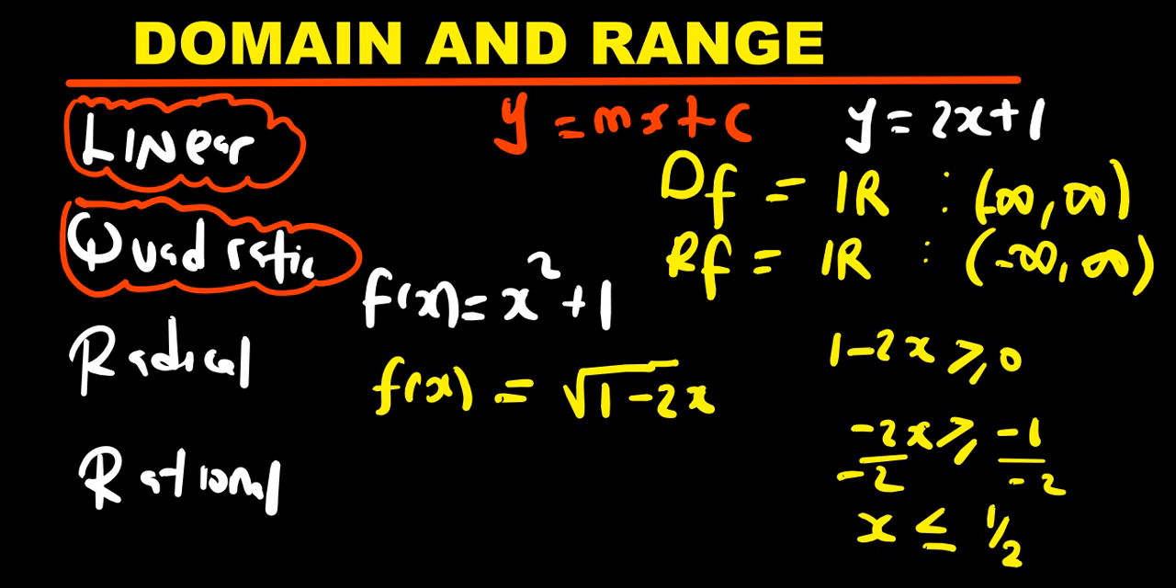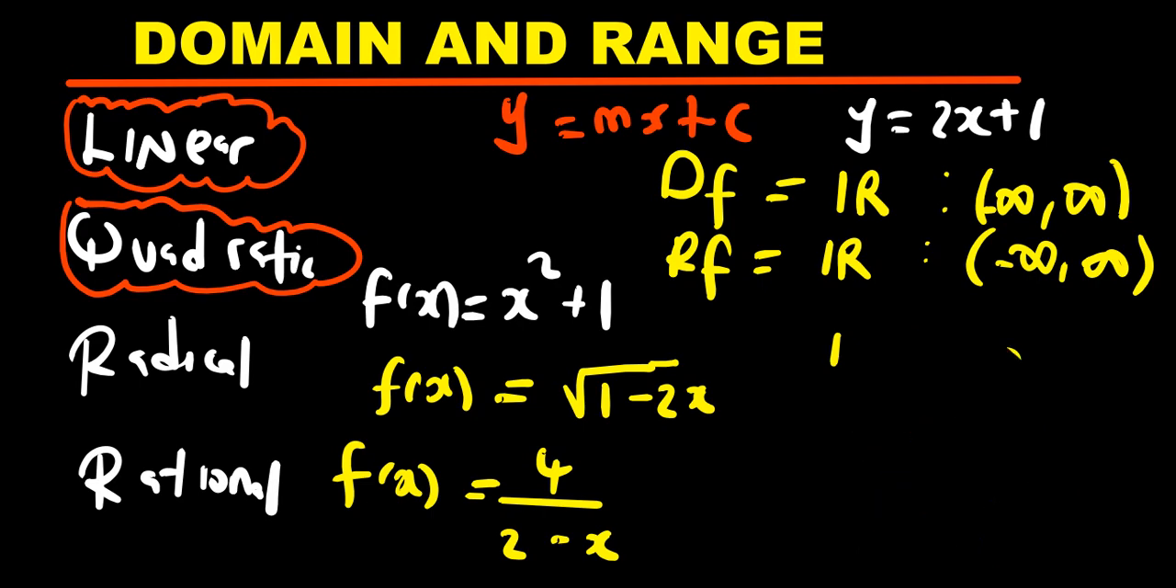Then for rational functions, we're talking about a function that is a fraction. Let me say f of x is equal to 4 over, maybe, 2 minus x, like that. So how are you going to find the domain and the range for a rational function?